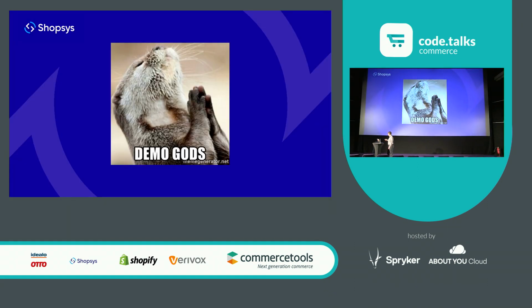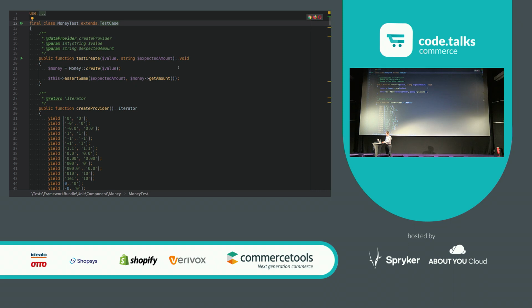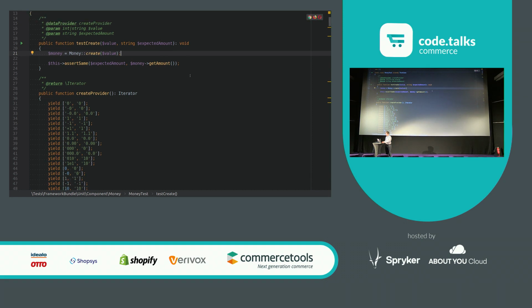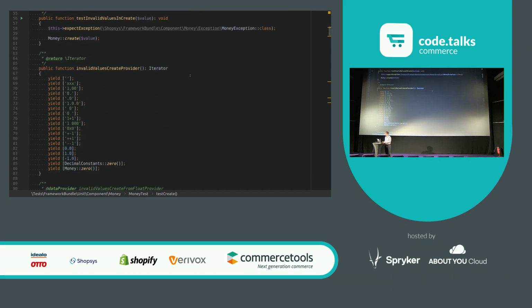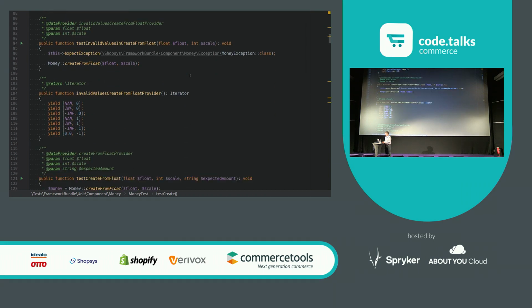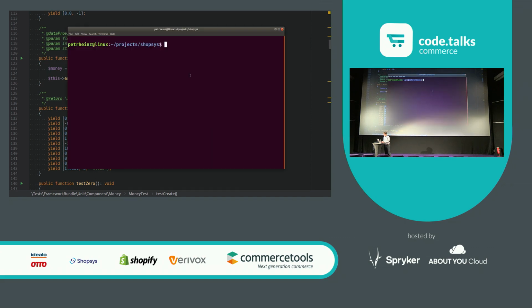So let's pray to the demo gods. I'm gonna show you a quick live demo. I think I will not show anything new to most of you, but this is what a typical unit test looks like. It's a class that has really short testing methods. It has some data providers, so you can really test a lot of different use cases, different types of data, and you test one method at a time.